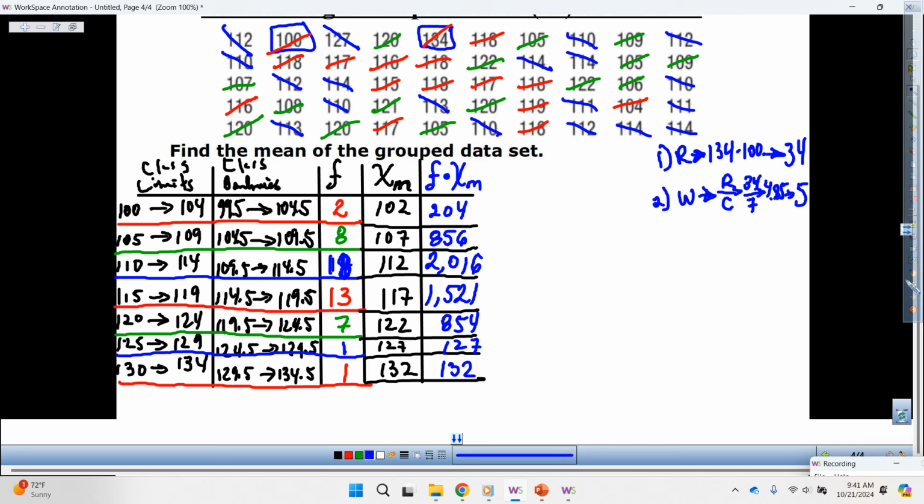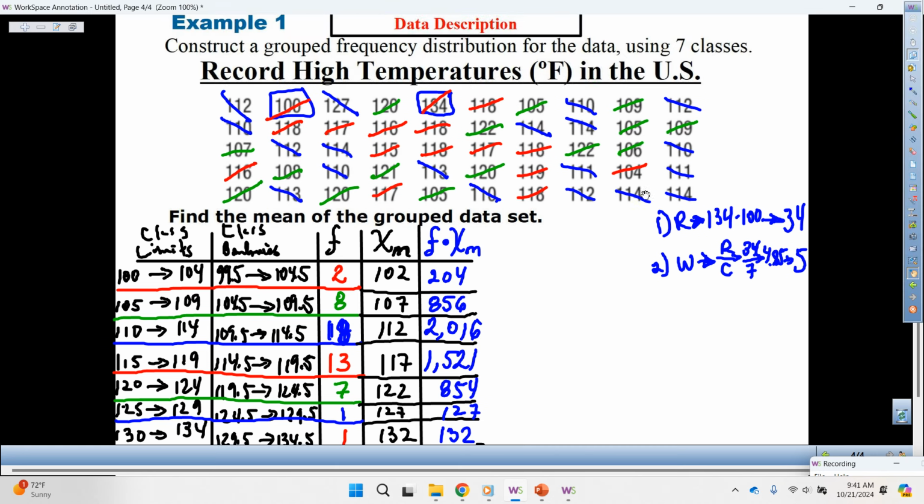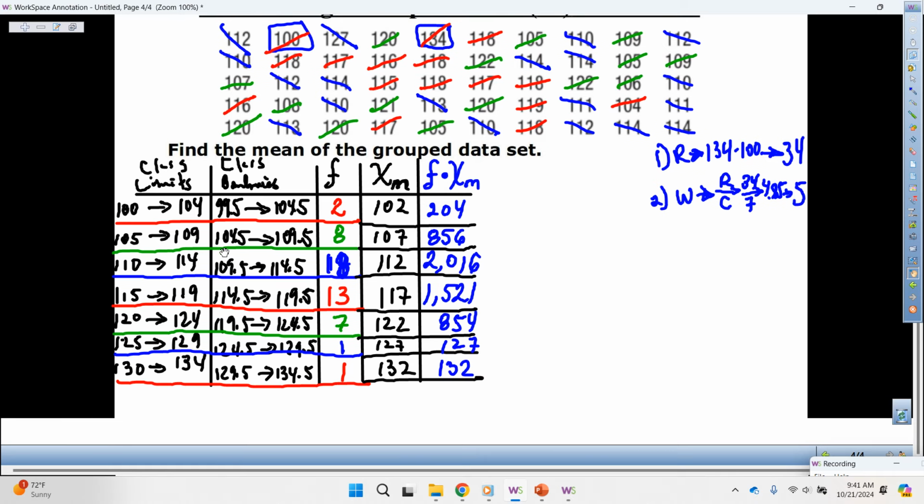All right, so check this out. The instructions for this one said, construct a group frequency for 7 classes. Did we do that? Yes. However, we needed this last column to do this next part, which says, find the mean of the grouped data set. Tell your neighbor how to find the mean using this column. How do you find the mean?